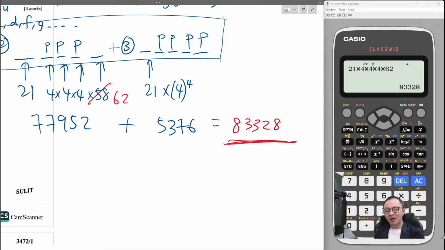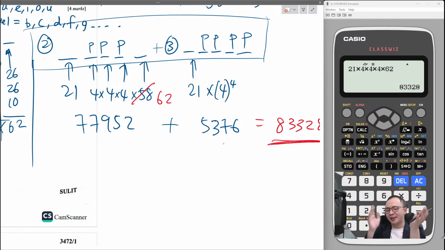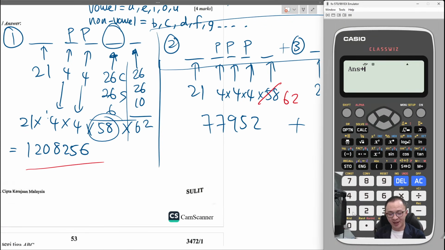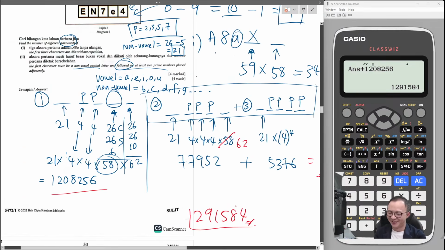Because that means if the last digit I got is a prime number, then I assume it's case 3. If I got a non-prime number or letter, I just assume it's case 2. So you can actually separate them or do together. It will not affect the final result. Cool? Then you use this one plus this one plus 1208256. So your final result is this one. Then we're done.